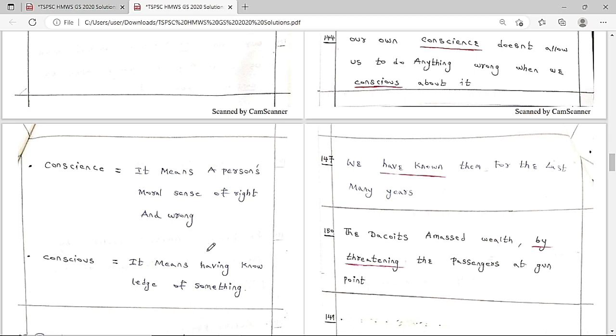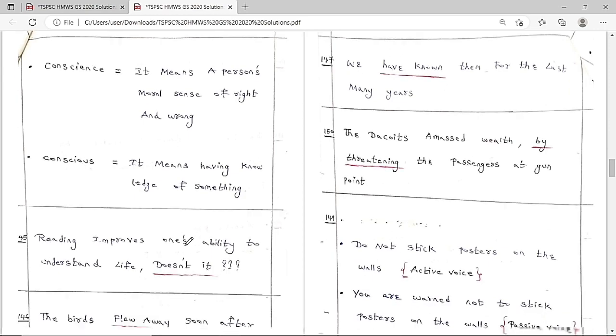So finally I can say, our own conscience doesn't allow us to do anything wrong when we are conscious about it. Conscience means a person's moral sense of right and wrong, and conscious means having the knowledge of something. So this is the correct solution of this question.